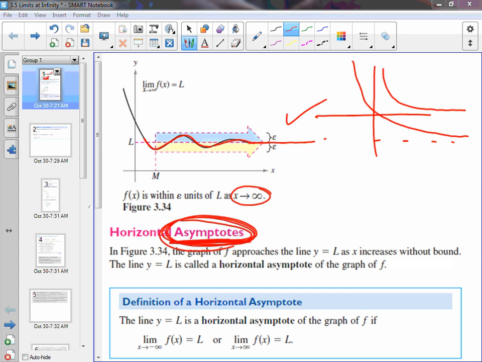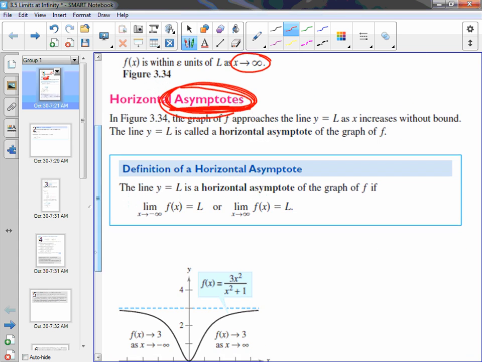Now, you've done a lot of graphs. You've studied a lot of different types of functions. Do you always have a horizontal asymptote? No, not at all, right? When you're dealing with your polynomial functions, did you ever have a horizontal asymptote? No, never. Okay? But we can. And here's our definition. The line y equals L is a horizontal asymptote of the graph of f if the limit of f of x as x approaches infinity or negative infinity equals L.